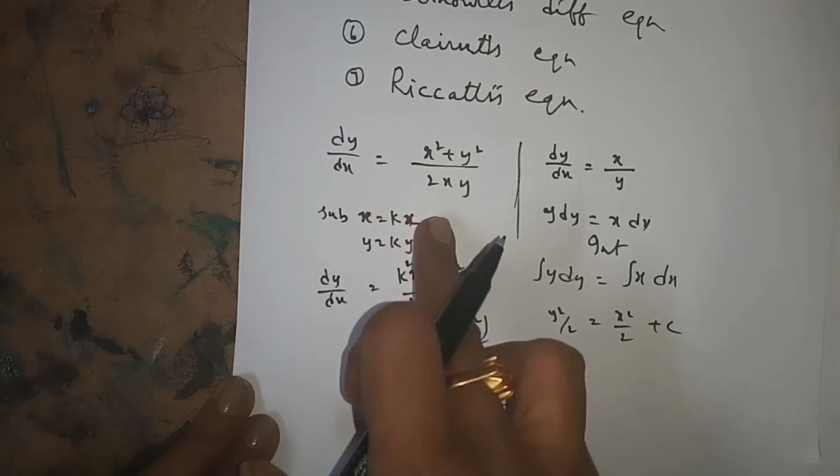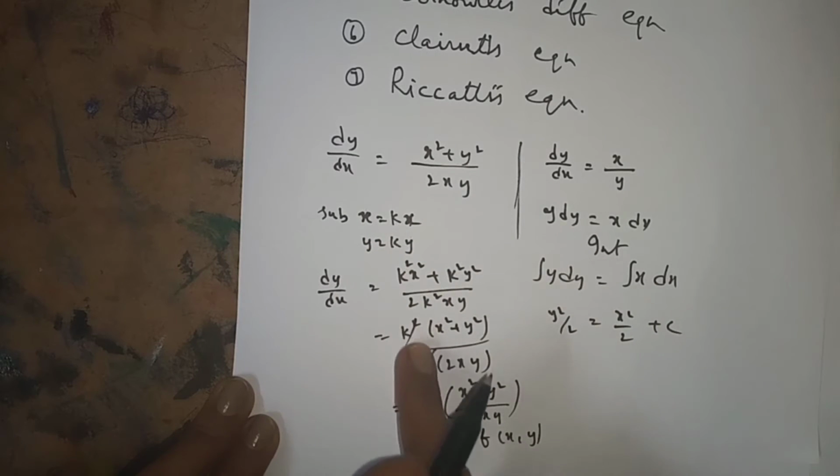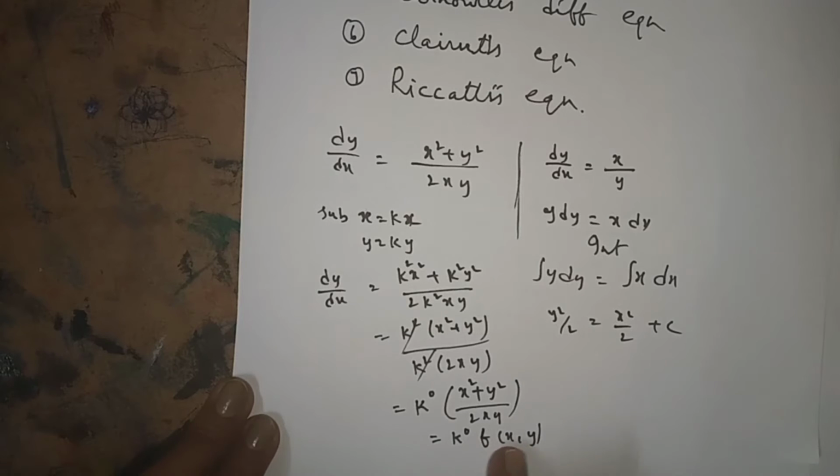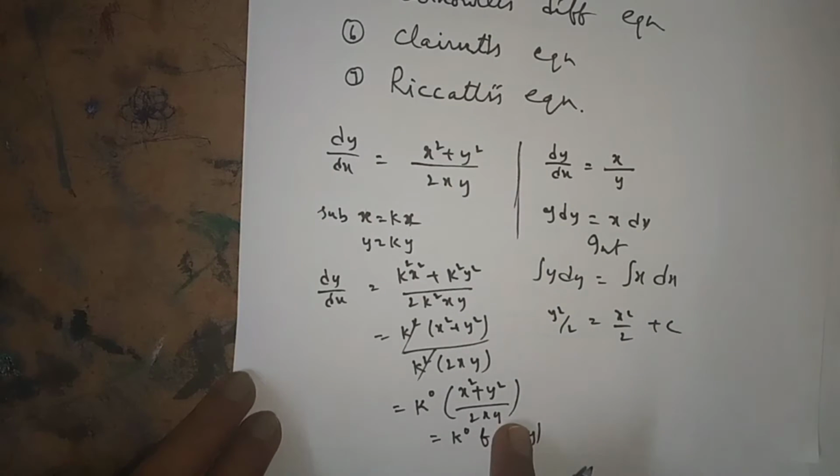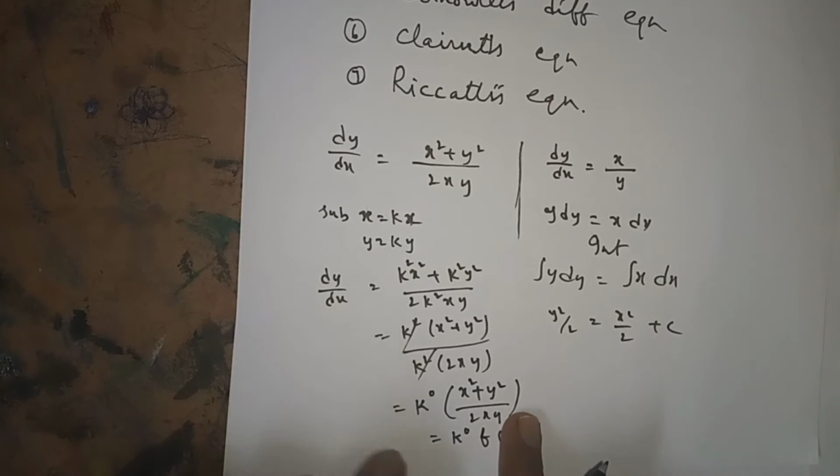After substituting x equal to kx, y equal to ky, after cancelling a few terms, we get k to the power of 0 into f of xy. Again the same function we have got. Then only, if you get like that, that may be k to the power of 0, or k, or k to the power of 2, or k to the power of 3, whatever. K to the power of n.